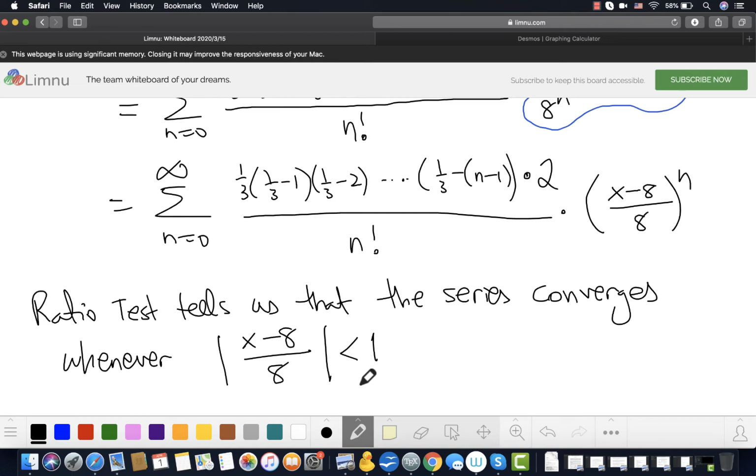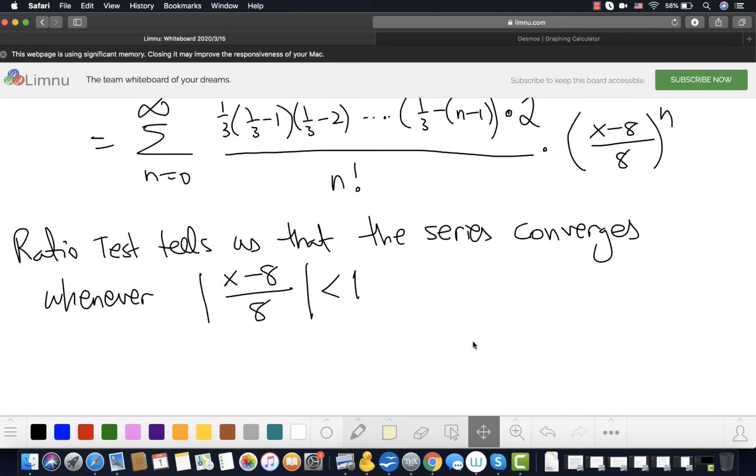Because remember, in the ratio test, you're computing the limit as n goes to infinity of the absolute value of a_(n+1) divided by a_n, and you want that limiting ratio to be less than 1 for it to converge. Because if that ratio is bigger than 1, the ratio test tells you that it must diverge. And if that limit is less than 1, it tells you that it must converge. And if that limit is exactly 1, then the ratio test doesn't tell you anything, it's inconclusive.